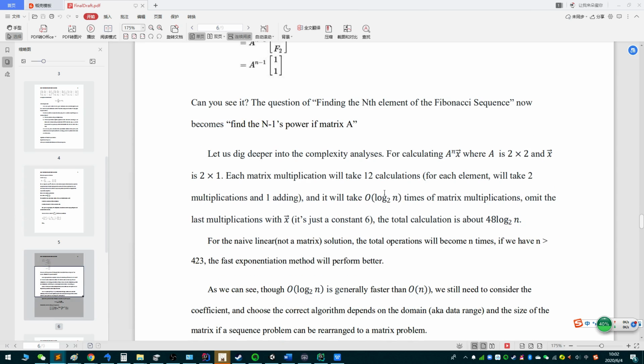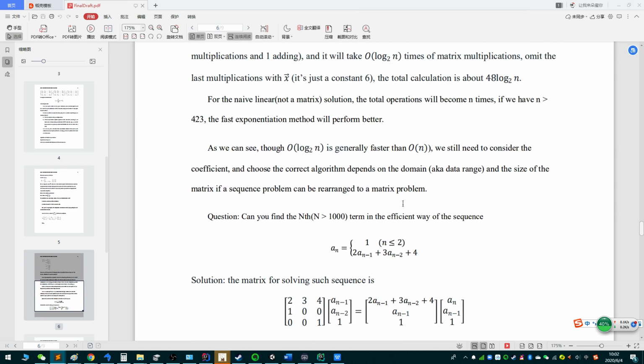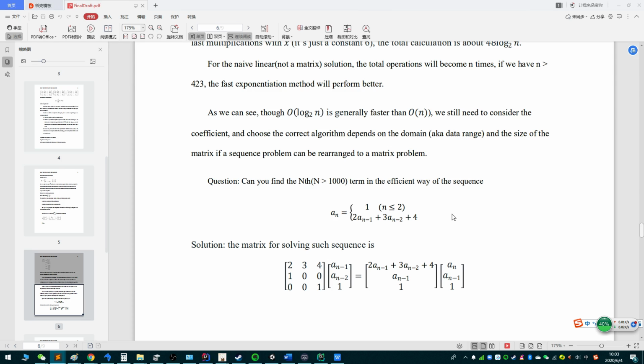And the next few paragraphs will discuss the complexity analysis, and considering the fellows that haven't taken such classes or are not in the computer science major, I will skip it. Let's check another example, which is a little more complicated than the Fibonacci sequence one, but we can still apply the same method.